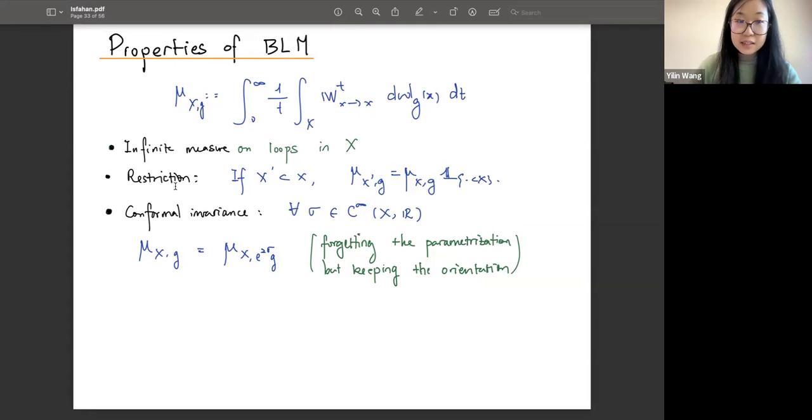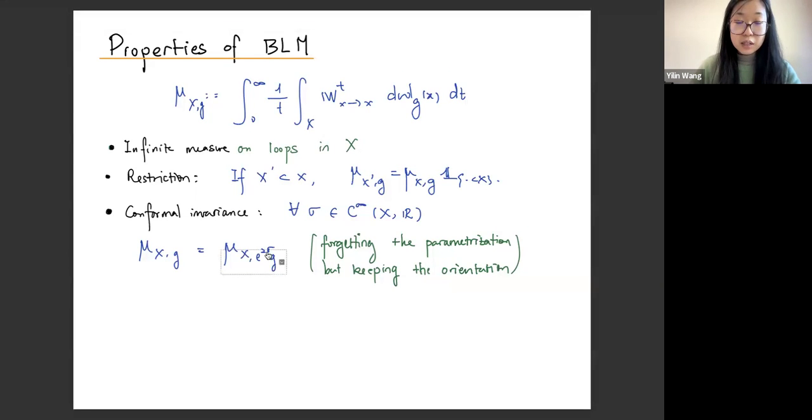And this measure on loops has two important properties. First one is a restriction. If I take a smaller surface X prime contained in X, with the same metric, then the new Brownian loop measure defined on the smaller surface is exactly the loop measure defined on the bigger surface, but restricted to those loops that are contained in X prime. Sorry, there's a prime missing. And the second one is the conformal invariance. If I multiply my metric by some smooth factor, then the loop measure I get is exactly the same, if you forget about the parameterization of the loop.